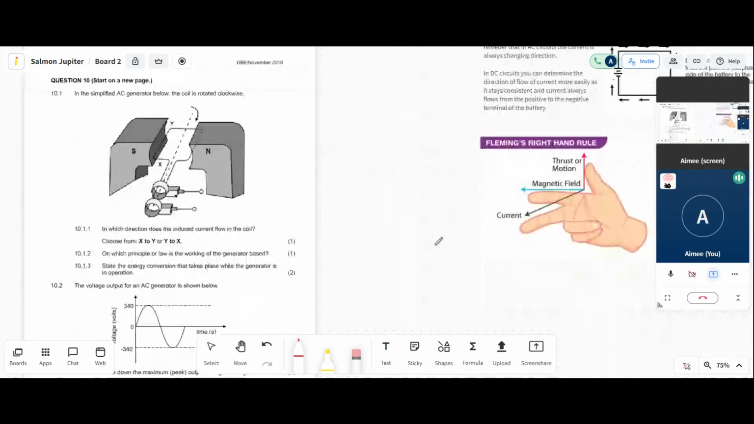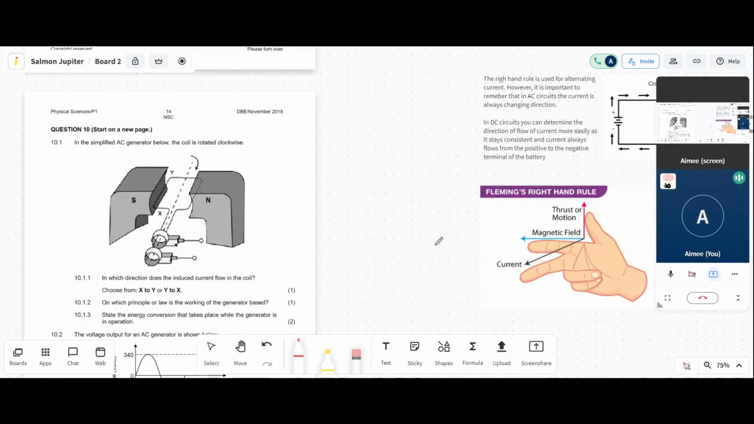Now we move to question 10. This is for an alternating current generator. It says, in the simplified AC generator, or alternating current generator, the coil is rotated clockwise. First question: in which direction does the induced current flow in the coil?